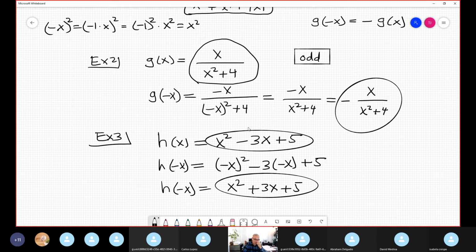Is it identical? No. This is not even. Is it completely opposite signs like this? No. The conclusion is neither.